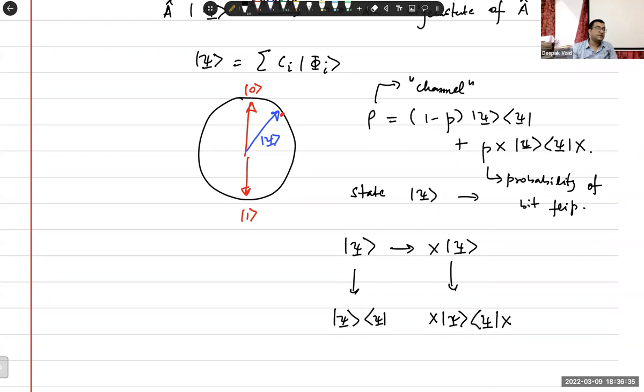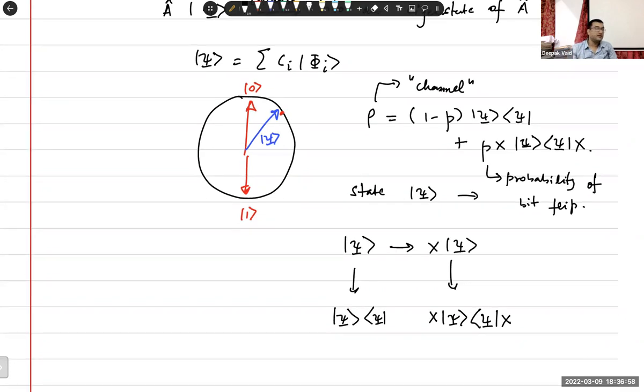It represents something happening: you are sending your state through it from point A to point B, and presumably it comes out on the other end and something happens to it. Either there is a bit flip or there is no bit flip. If there is a bit flip, that is represented by the second term, otherwise it's represented by the first term. And so this rho is an operator, and that's how you represent channels in quantum information.